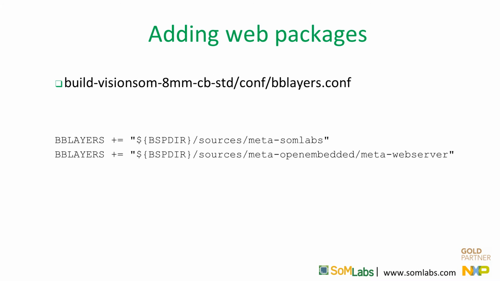Building the image at this point would fail, as BitBake has no information from where to get the Apache 2 package. Therefore, after the standard configuration of the shell with the I.MX setup release sh command, like before each build, and after going to the build directory, we should add the meta web server layer to the conf bblayers.conf file as shown on the slide.